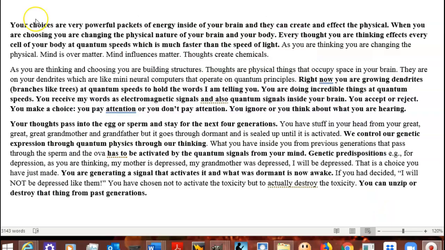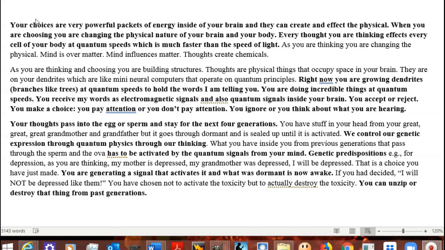Okay, let's continue on with C4. Another thing that is really important in epigenetics are your thoughts, your choices. When you're choosing, you're actually changing the physical nature of your brain. Every thought you're thinking affects every cell of your body at quantum speeds. That's faster than the speed of light.